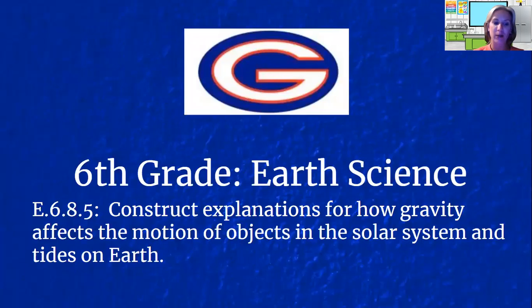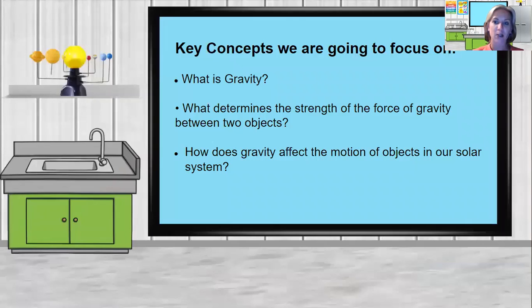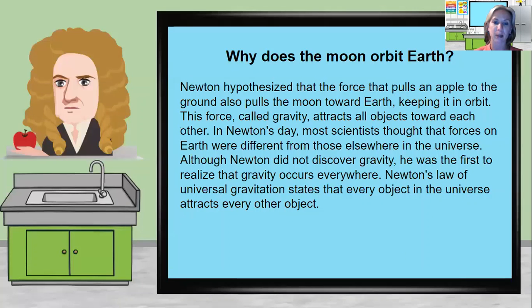The standard that we're going to cover today states to construct explanations for how gravity affects the motion of objects in the solar system and the tides on Earth. So the key concepts that we are going to focus on are: what is gravity, what determines the strength of the force of gravity between two objects, and how does gravity affect the motion of objects in our solar system.